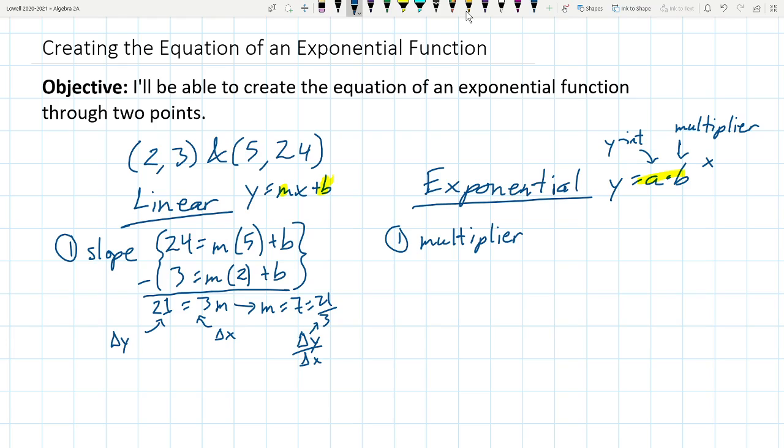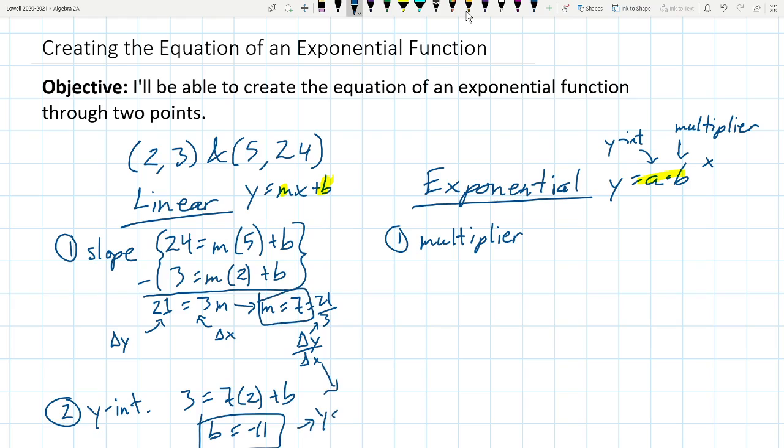Let's finish up the linear case. We'll find the y-intercept by plugging our slope into either of those equations. It doesn't matter which one, so I'll plug into the bottom one because the numbers are smaller. I get 7 times 2 plus b equals 3. If I solve this, b is going to equal negative 11. Therefore our linear equation through these 2 points is y equals 7x minus 11.